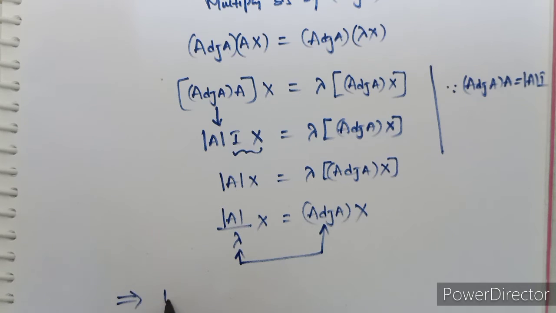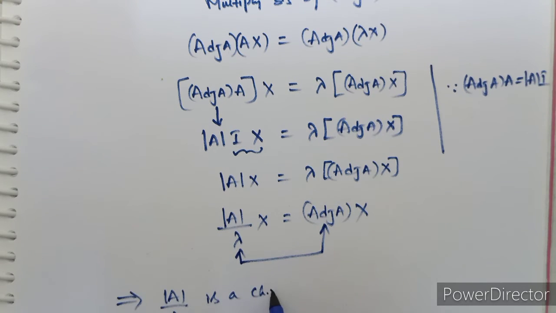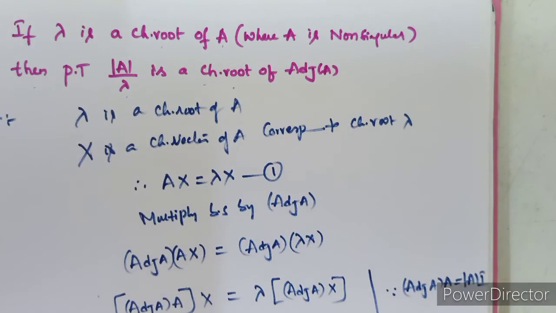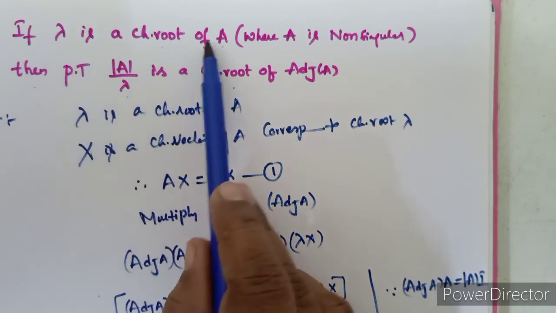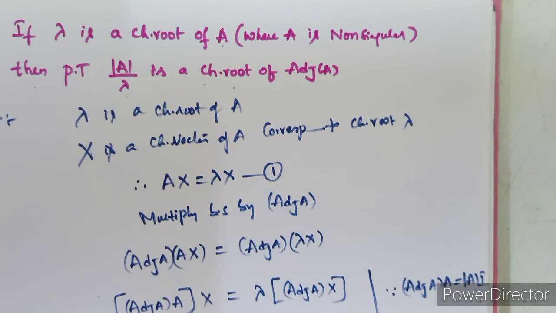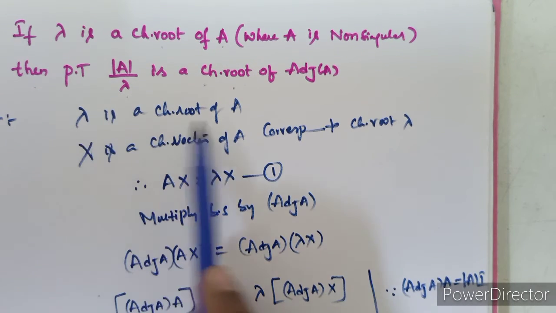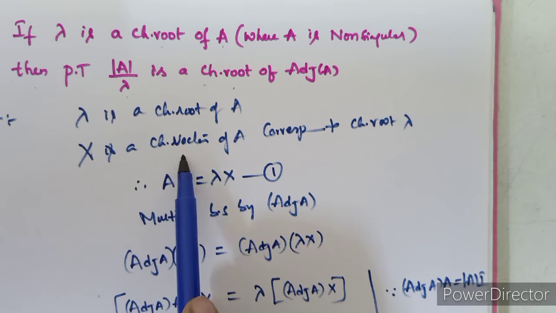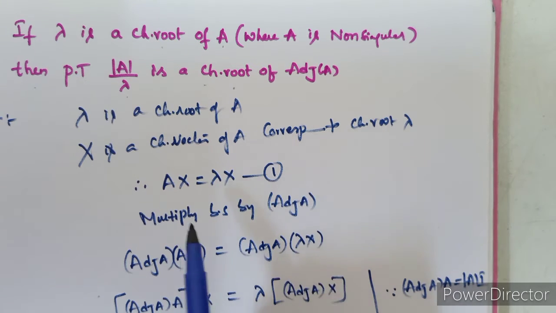This implies det A by lambda is a characteristic root of adjoint A. So we see the proof again. If lambda is a characteristic root of A, det A by lambda is a characteristic root of adjoint A. First, lambda is a characteristic root of A and X is a characteristic vector of A corresponding to lambda.